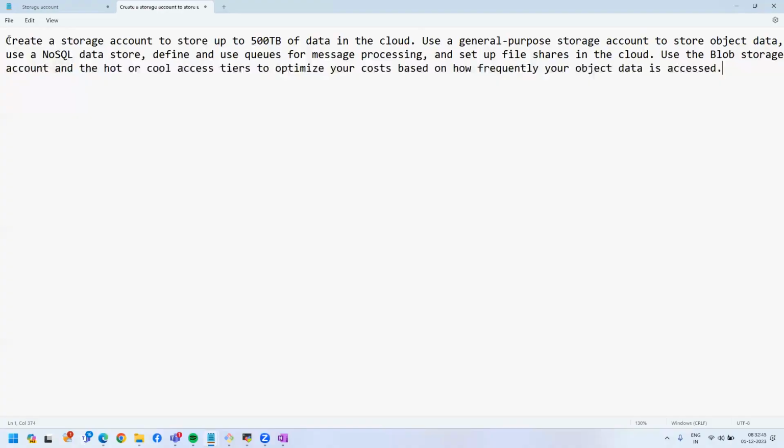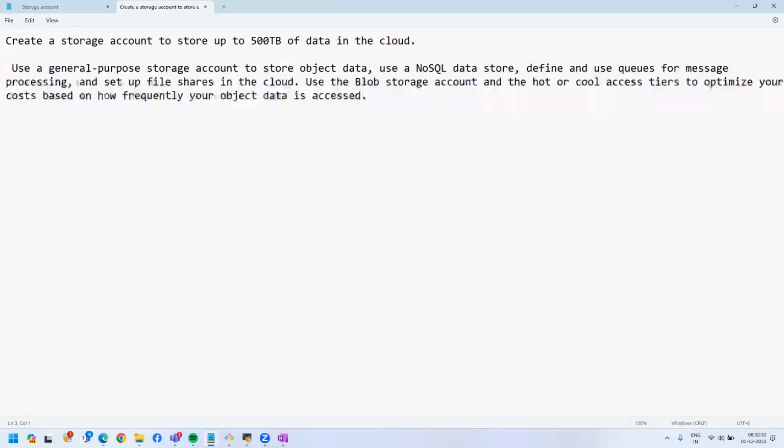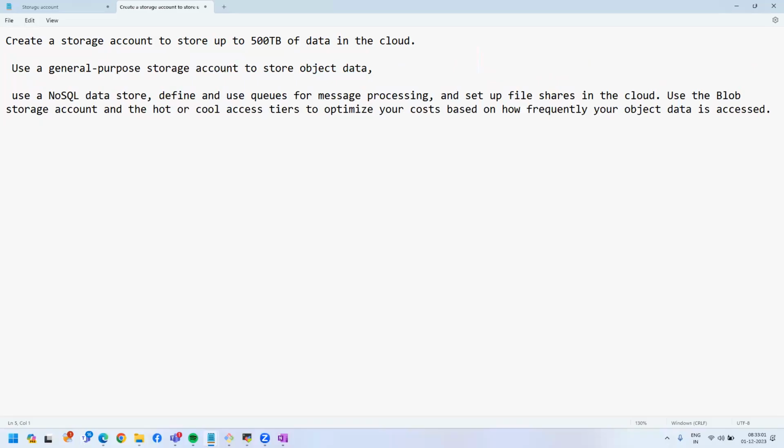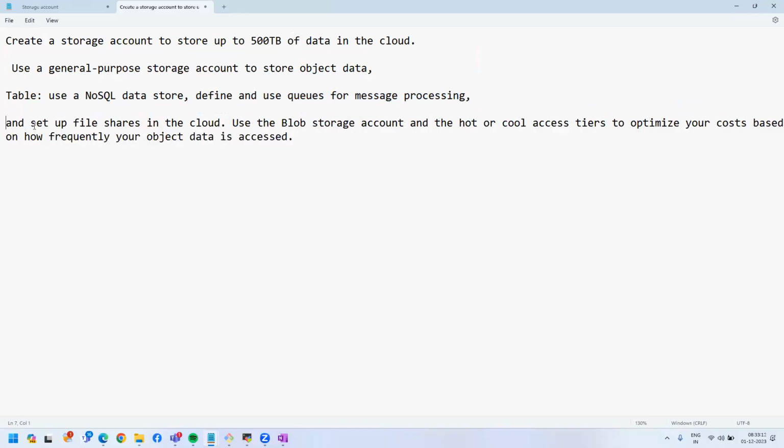See, guys, what is that? Create a storage account to store 500 TB of data in cloud. Generally, use a general purpose storage object to store the object data, structured or unstructured data. This is table storage, so at this point, use a NoSQL data store. Define and use queries, messages processing. Clear? Next, also set up a file share to share the data across the cloud.